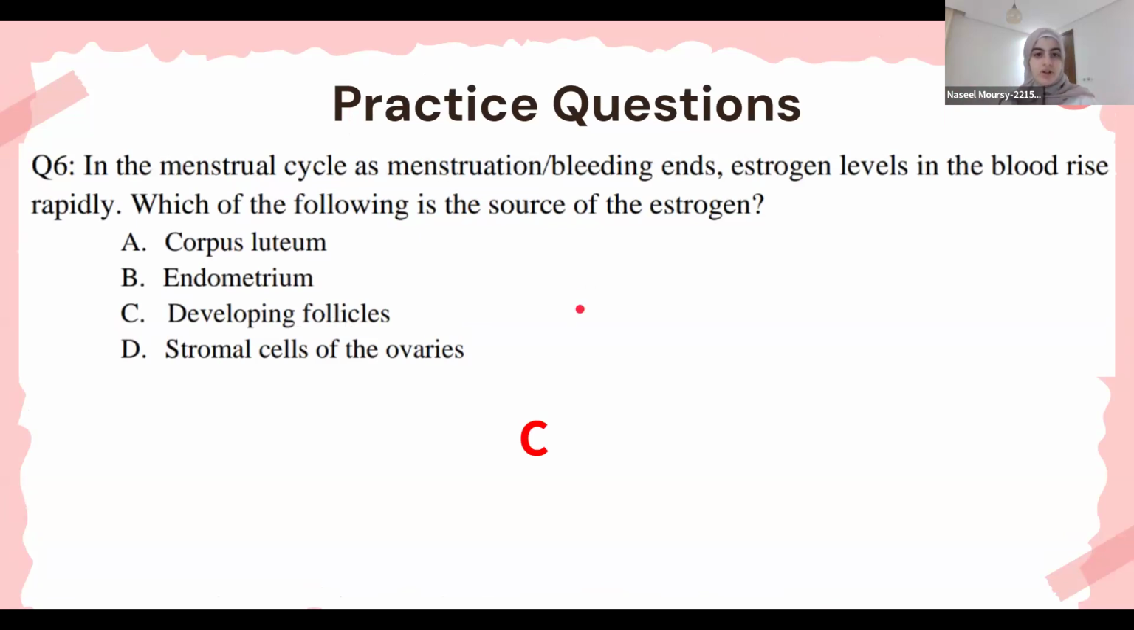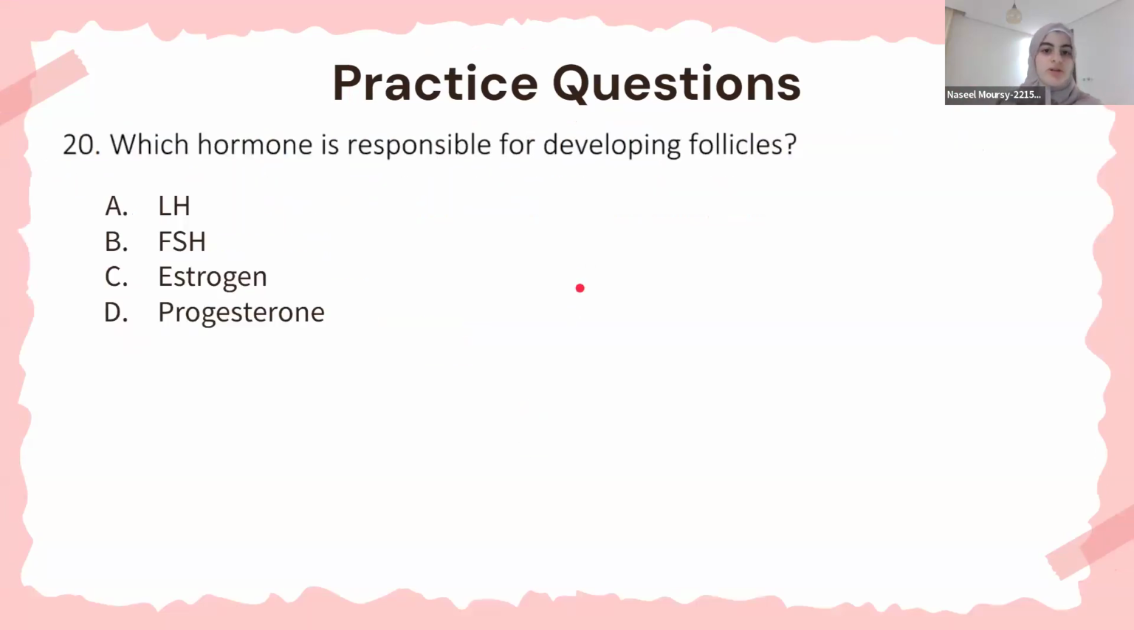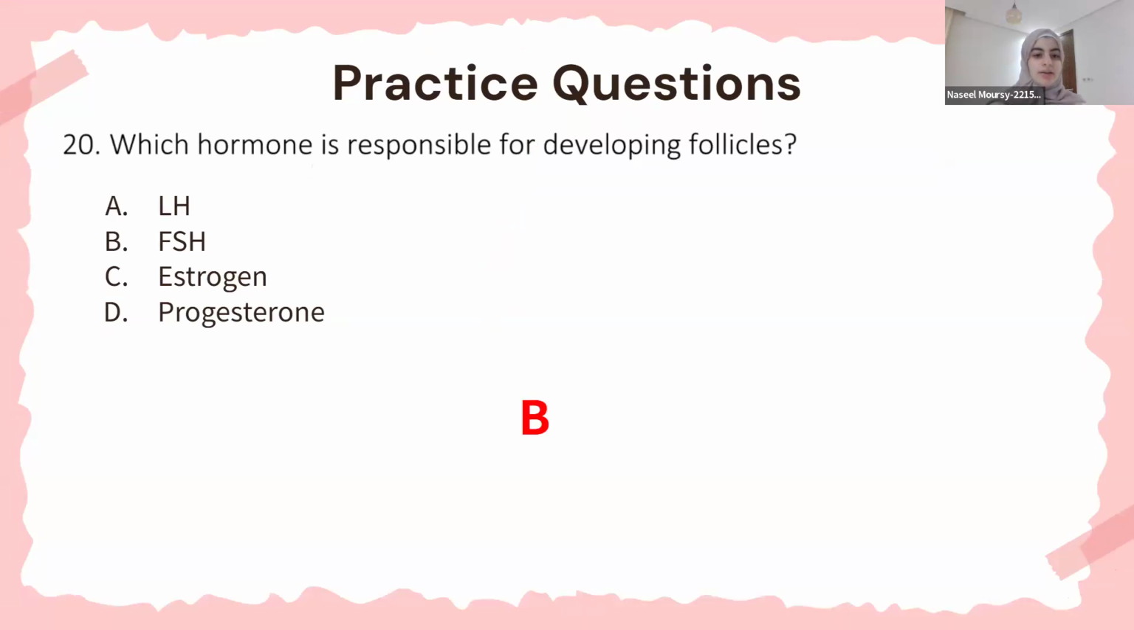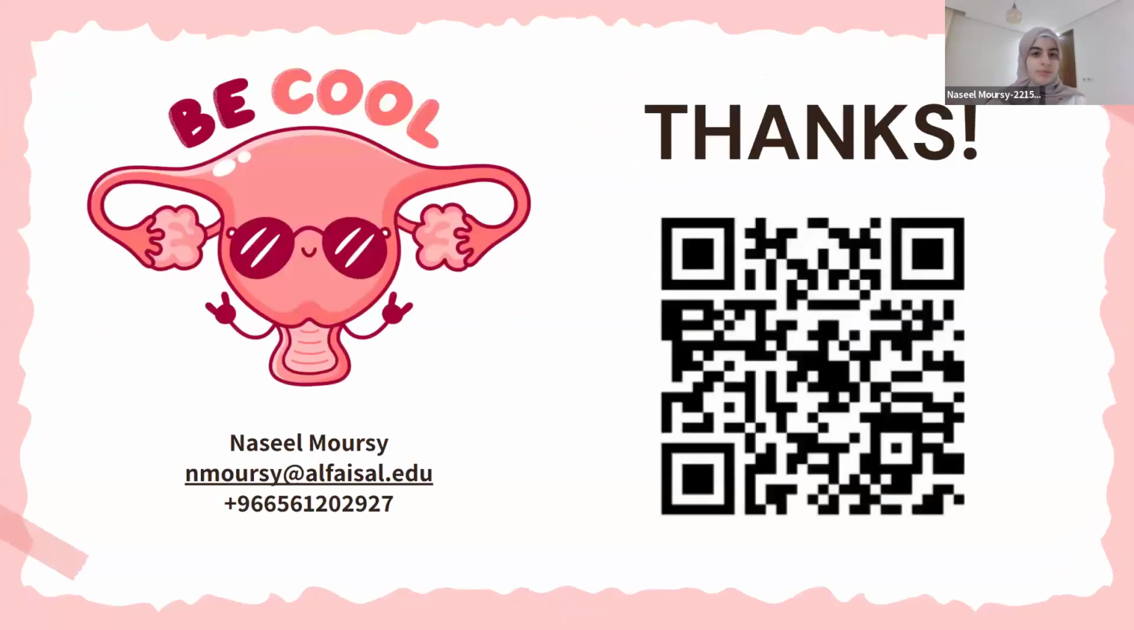Okay, finally, last question. Which hormone is responsible for developing follicles? This one's very easy, very straightforward. B, yes. It's FSH, okay? From the name FSH, follicle stimulating. Okay, and yeah, I'm done.